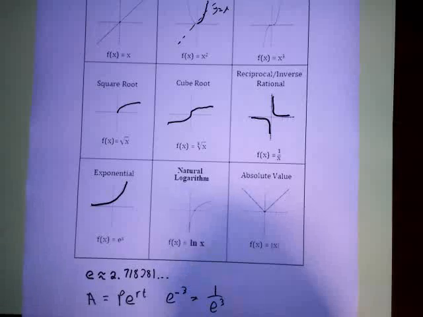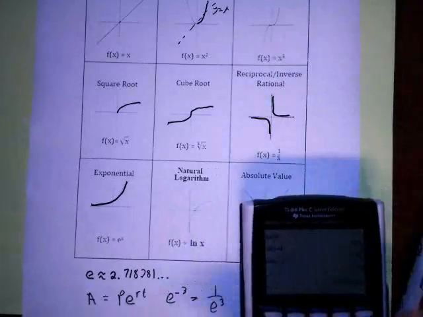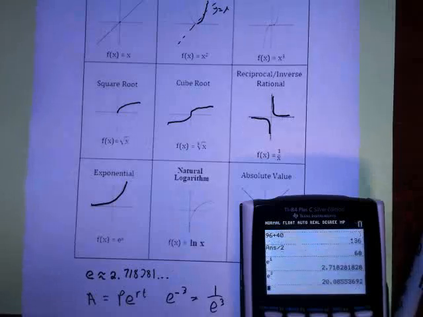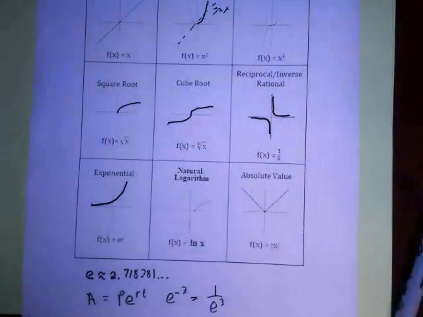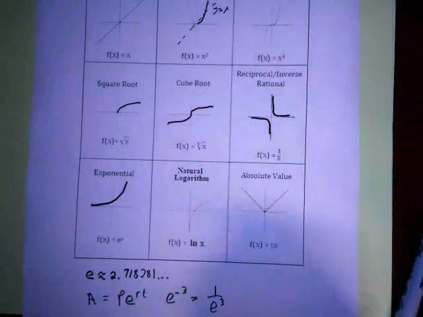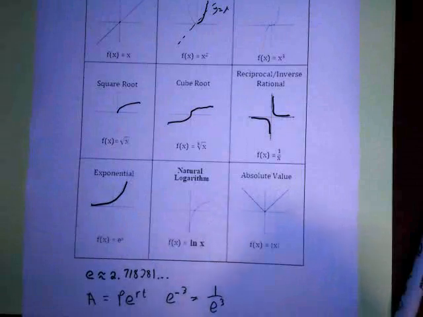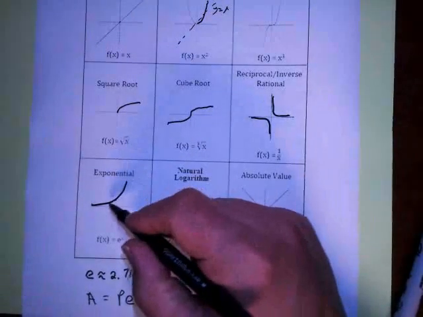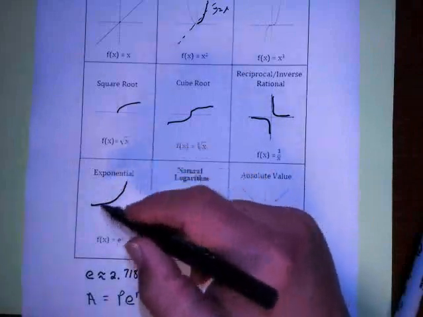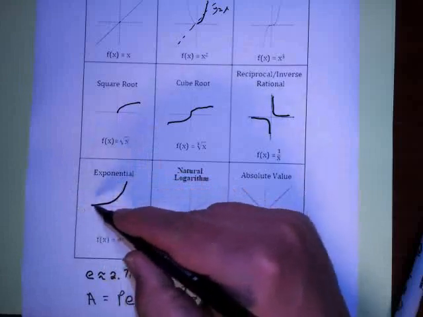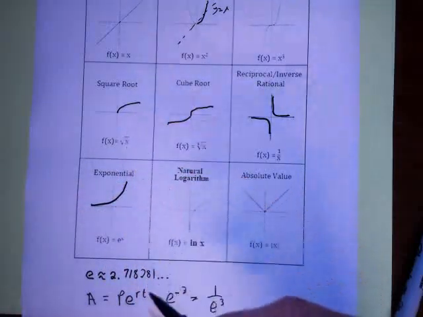But then as this gets larger, like e to the third, we're already up to like 20, 20.0855. As this gets larger and larger, it's just going to go off into infinity, and so it approaches this axis asymptotically, and this way it goes off into infinity.